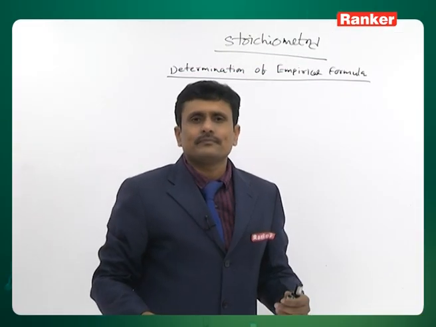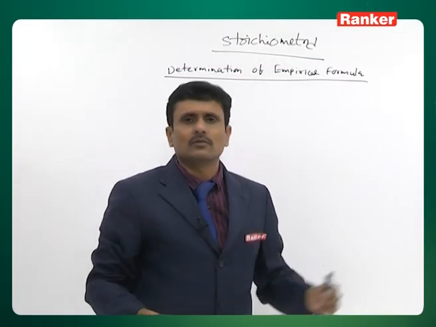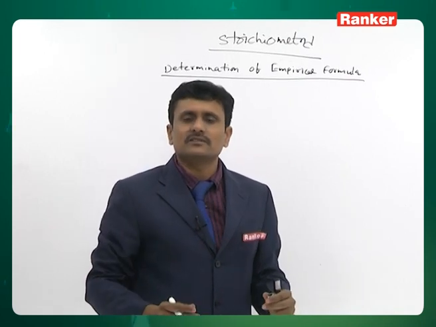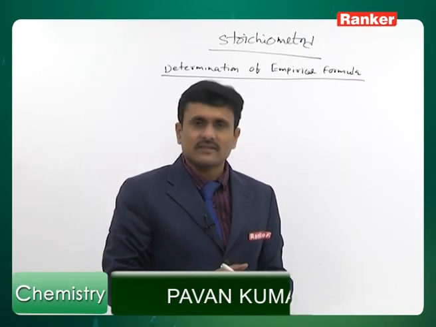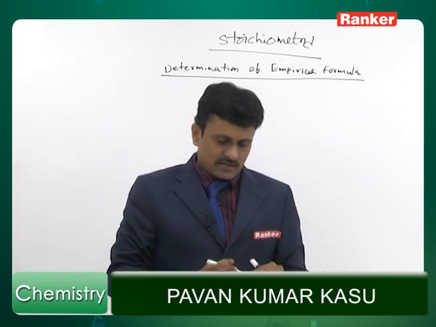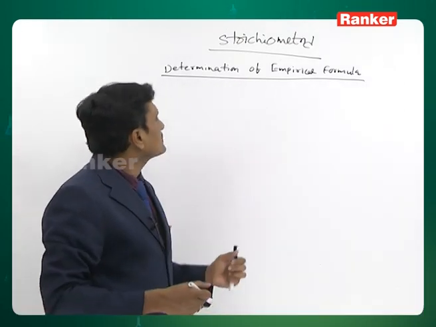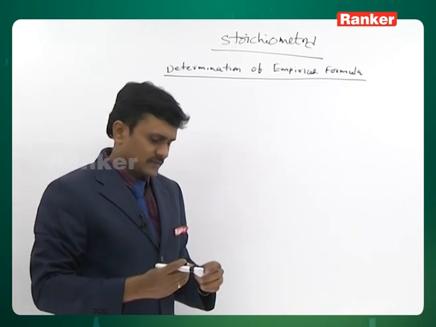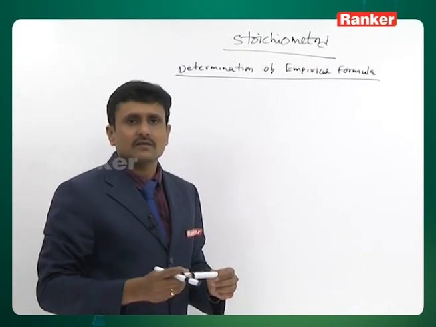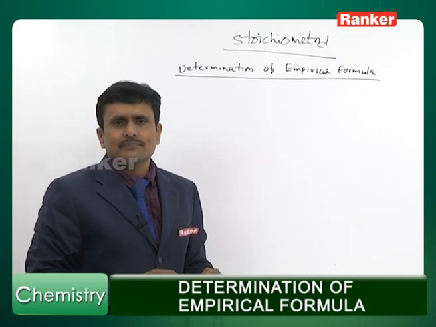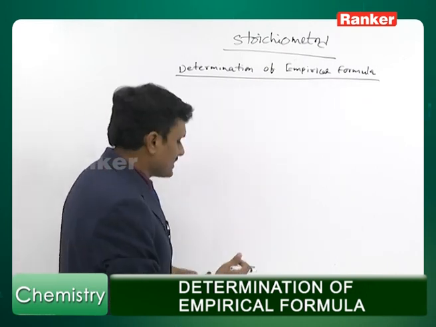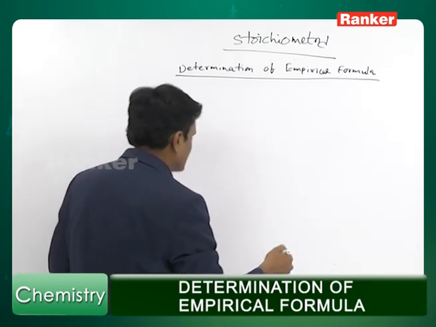Now the empirical formula of the compound can be obtained by using the mass percentages that we have calculated in the last topic. As we have seen in the last topic, the mass percentages can be calculated if the mass of the individual element or the atomic mass is known, or sometimes we may be given directly the mass percentage of the elements.